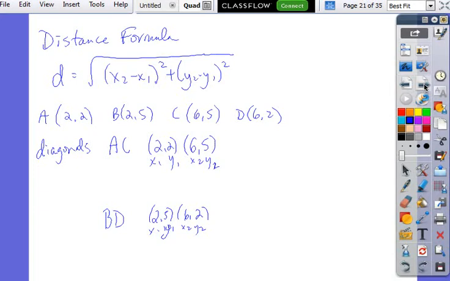All right, so here's our formula at the top. We're going to do that formula for each one. So for this first one, I'm going to say (6 minus 2) squared plus (5 minus 2) squared. Here's what I want you to do on the calculator. Type this without the square root on there. Just this stuff inside right here.